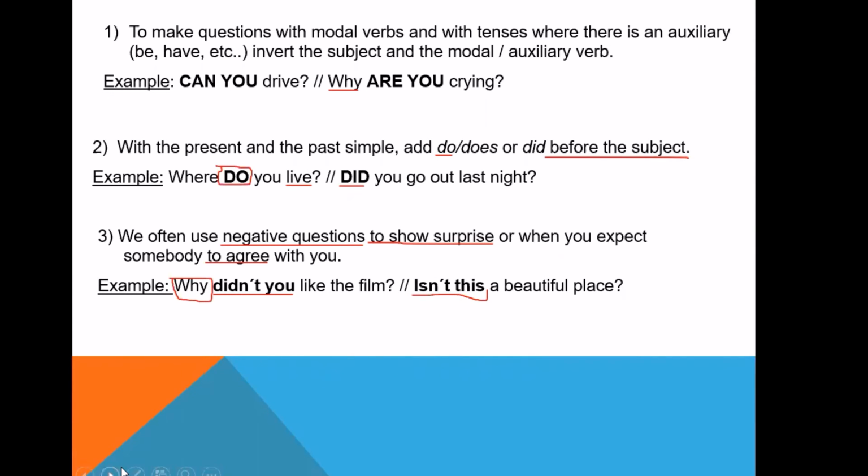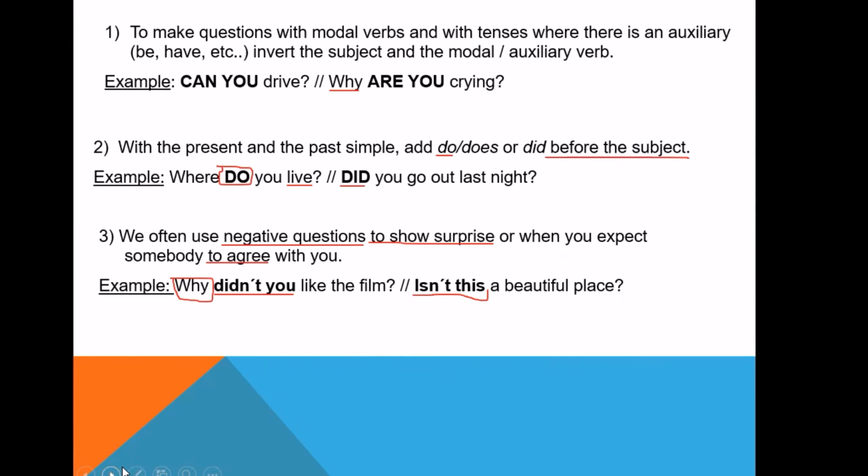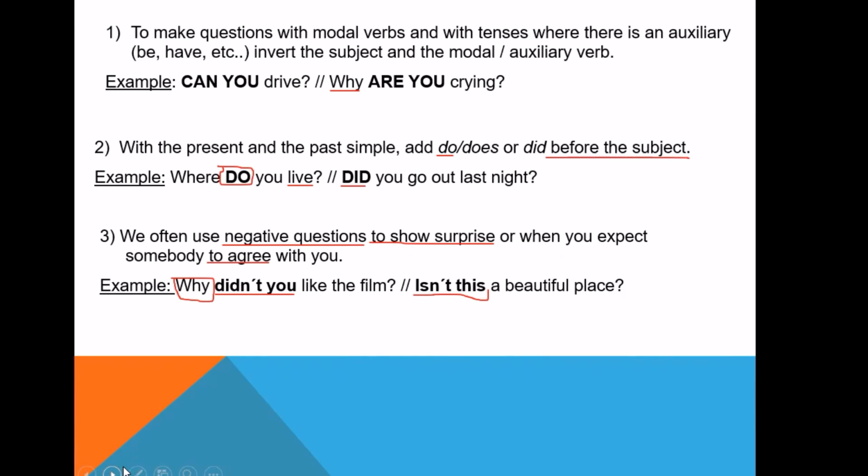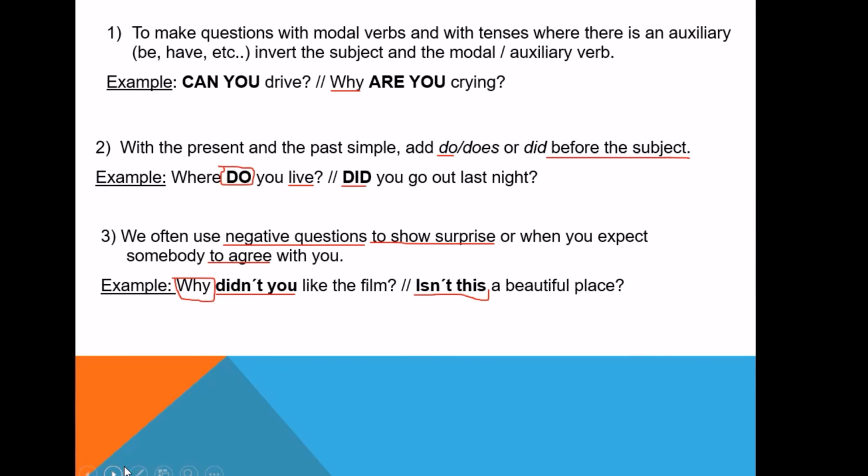So we have here these three topics. To make questions with modal verbs, with tenses where there is an auxiliary, invert the subject and the modal auxiliary verb. With the present and the past simple, add do or does or did before the subject. And we often use negative questions to show surprise, or when you expect somebody to agree with you.